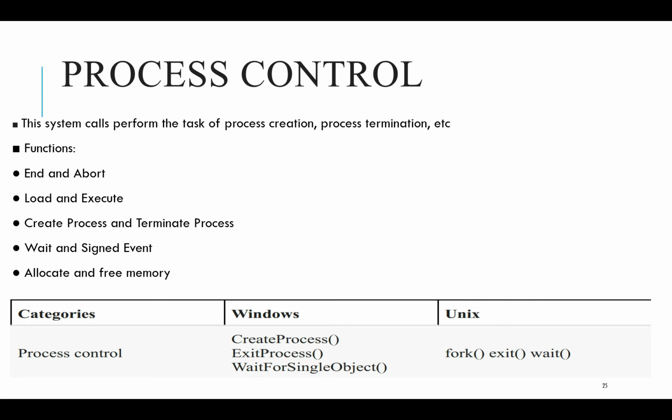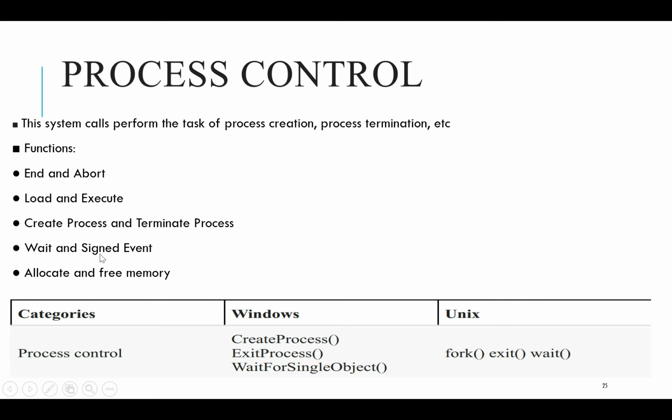If the process is running, then it has to run and it has to terminate or halt either normally or abnormally. By normally, I mean that the process should come to an end when it completes its execution. Otherwise, it may be terminated, that is, when an error occurs during the execution of the process. So when an error occurs, the process must be halted or aborted. This is halting abnormally. Next is load and execute the process, create process and terminate the process.